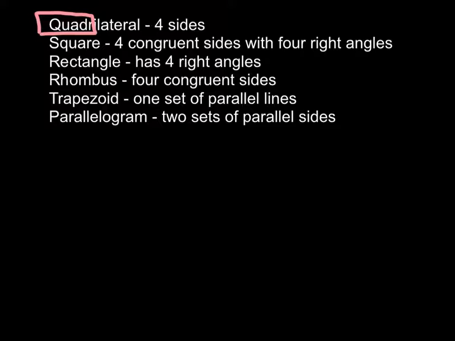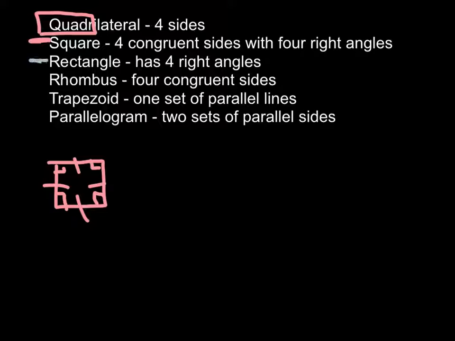So a square, you know what a square looks like. It's got four congruent sides with four right angles. So this is more or less a square. All the sides are the same length. There are four right angles. Right angles make a perfect corner, so that's my square.